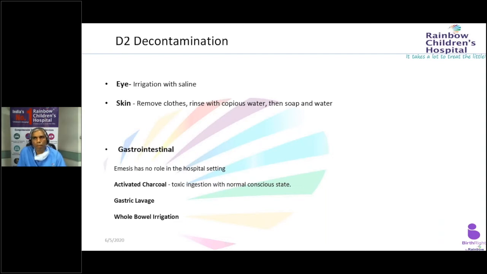The other thing which we can use for decontamination of the gastrointestinal system is whole bowel irrigation, where you irrigate the GI system with plenty of water with polyethylene glycol, so that whatever contents were not absorbed from the gastrointestinal system will be eliminated by a forceful water irrigation of the gut.